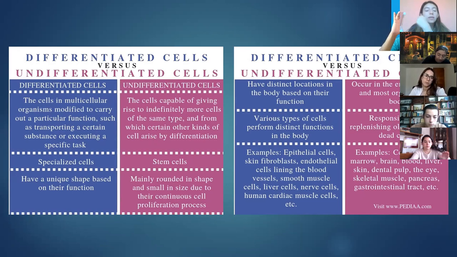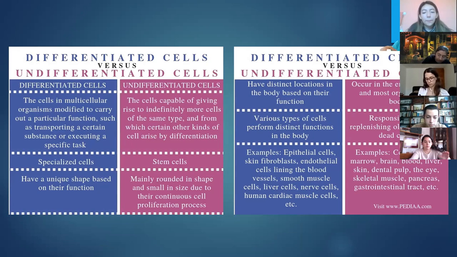So the answer is yes, a single cell may have the capacity. It may be totipotential or not, because that is the capacity. But the one single cell you can call undifferentiated, because basically it is still not converted, or it is not a part of a functional organ. Okay, I get it.